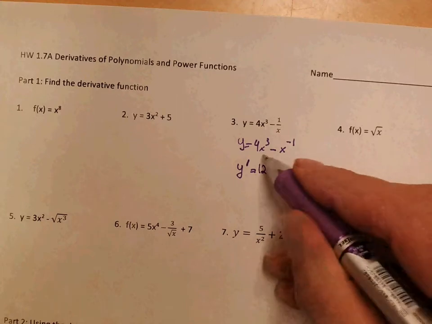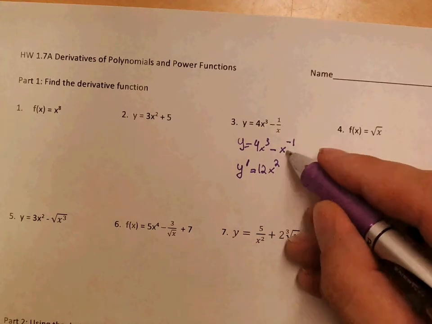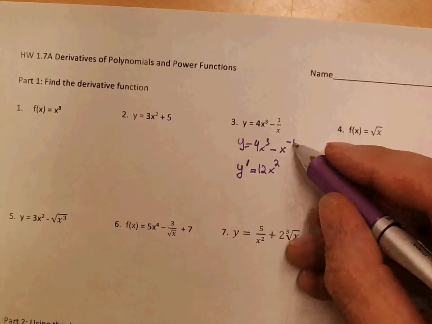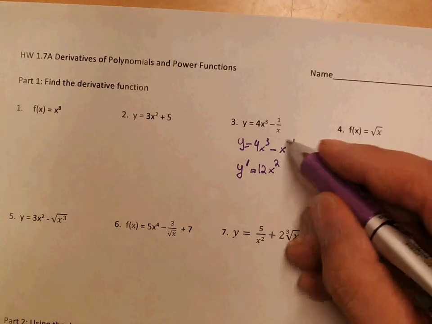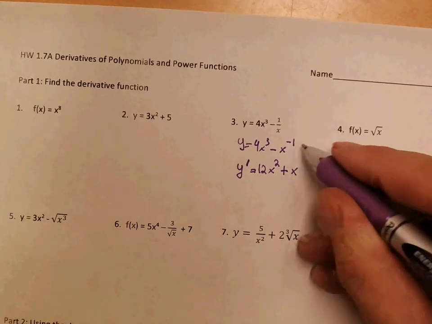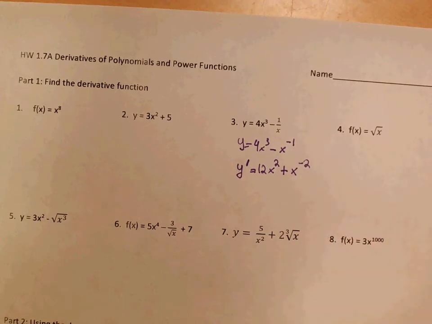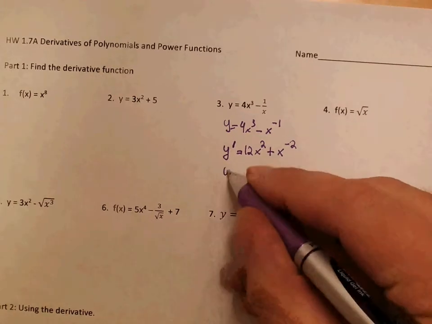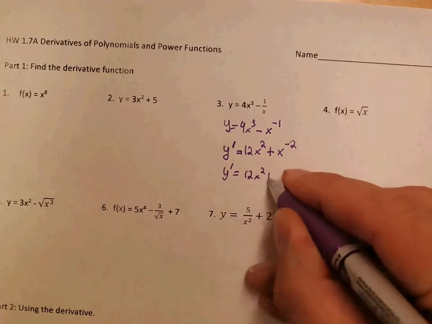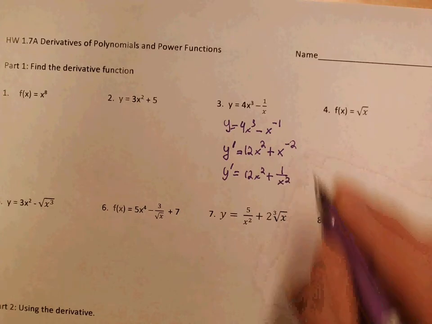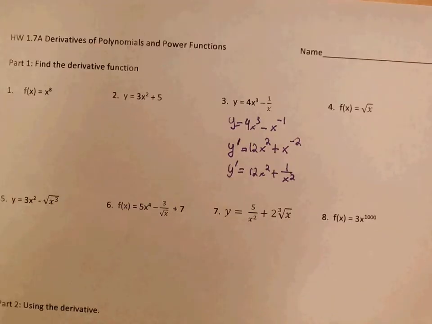Now we can do separate things that are adding and subtracting separately. So we're going to do this one entirely separately. This is also x to a power. So we're going to multiply by the power. It'll now be plus x to the power goes down by 1. Negative 1 minus 1 is negative 2. We do not leave our answer with negative exponents or fraction exponents. So we can rewrite and get y prime equals 12x squared plus 1 over x squared, which is what we get when we rewrite that.